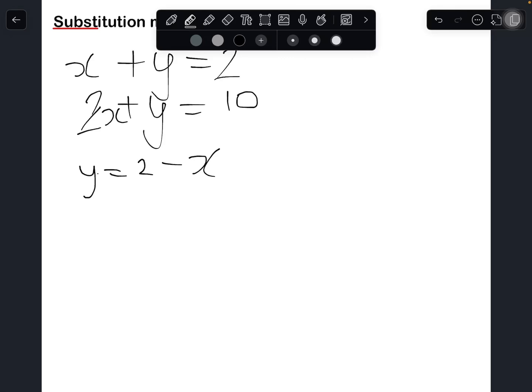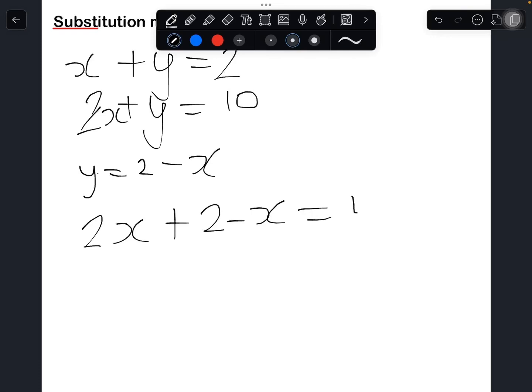So we'll have 2x plus 2 minus x equals 10. So can you see what we did here? We took this part here, right? This right here, and we substituted it into this equation right here. Okay, so that's what we're doing.